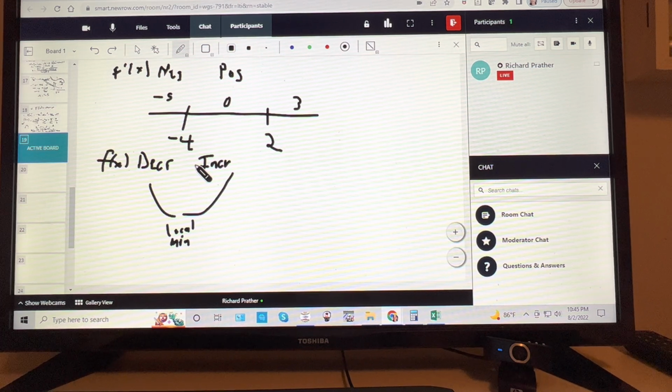When are things increasing and decreasing? Where are the maxes and mins? Are there any inflection points? When is it concave up and concave down? We're in essence doing everything in one problem.